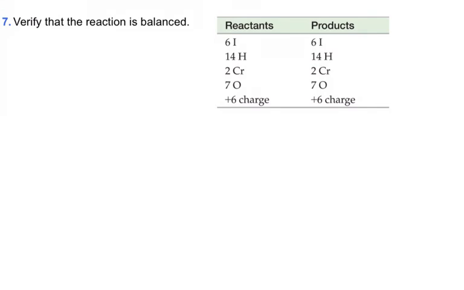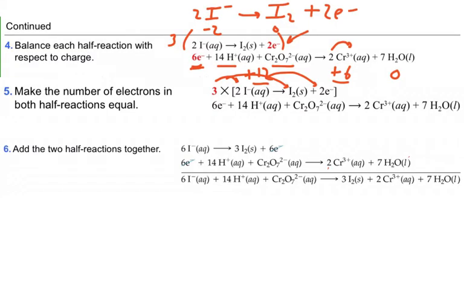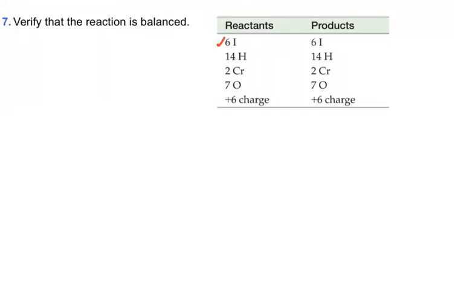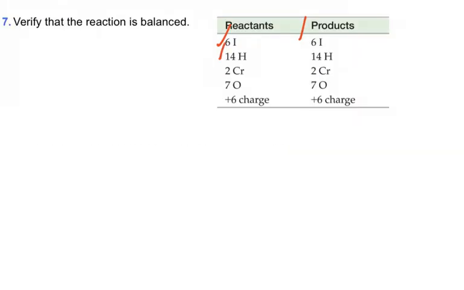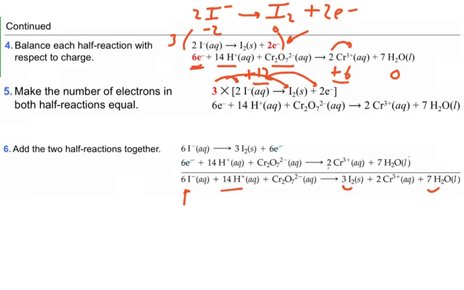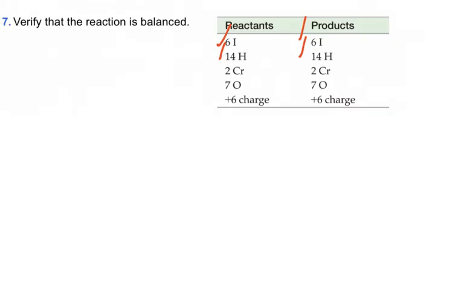We'll start with the iodine followed by the hydrogen. There are 6 iodines over here, as you can see, and you've got 3 times 2 is 6. So the iodine is good to go. Now hydrogens is next. There's 14 here, and then 7 times 2 is 14. So that's good to go. Let's look at chromium. There's 2 here, and remember that 2 that we put there, so there's 2 there. That's also good to go.